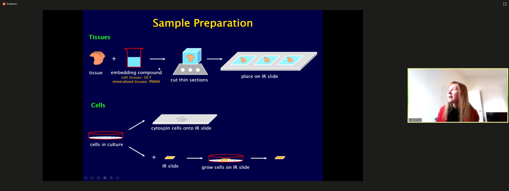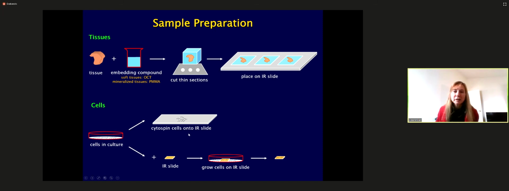You can't get infrared light through an entire block of sample. It's not like X-rays that will penetrate. You have to have 10 micron or so thin samples. We also look at biological cells. They're easier because they're only about 10 microns thick anyway. We can grow those cells in culture and spin them onto an infrared slide, or we can grow those cells right on an infrared transparent slide and take data from them. So either way allows us to do imaging of cells.